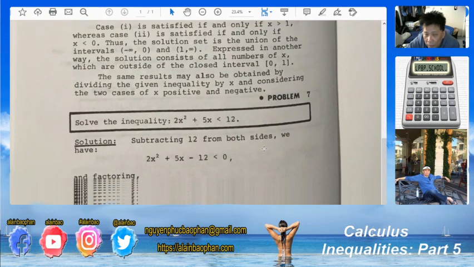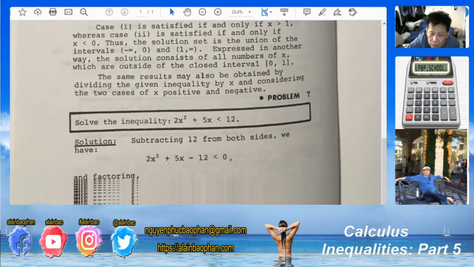The third form of inequality is quadratic inequality. In this case, you have 2x squared plus 5x less than 12. So you move everything to one side: 2x squared plus 5x minus 12 less than 0. Subtract 12 from both sides, and then from this one you need to factor it.